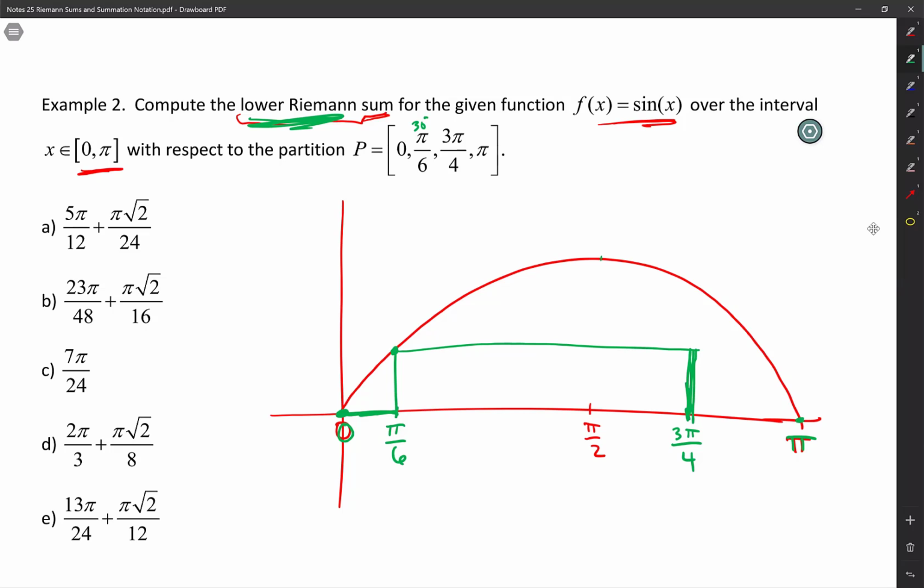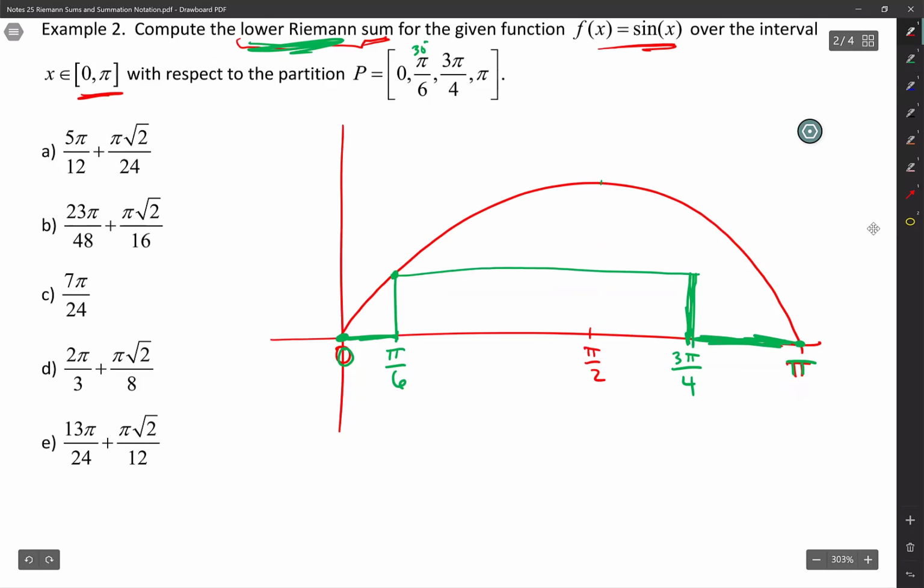And then the last rectangle, between 3 pi over 4 and pi, the smallest point on the curve is at pi. I know it doesn't feel right, but that's what they want. Lower Riemann sum. This is probably the worst approximation. As you can see, there's a lot of empty space. It's a really bad approximation. Everyone will agree with that.